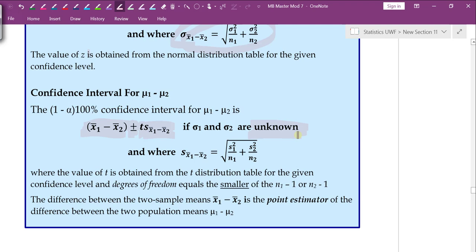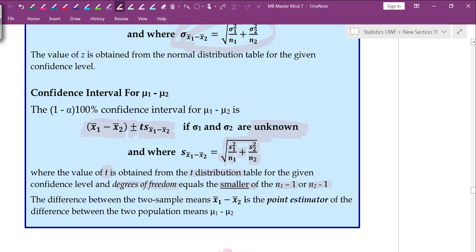So the sample standard deviation about the mean is going to be equal to the square root of the variance from population 1 divided by the sample size of population 1. We're going to add to that the variance of population 2, divided by the sample size for population 2. t is obtained from the t distribution, and the degrees of freedom that we will use is the smaller of n1 minus 1 or n2 minus 1, whichever one is smaller. Okay, that's how we're going to use the degrees of freedom.